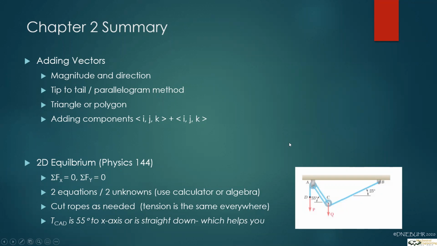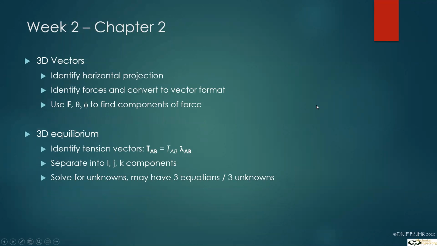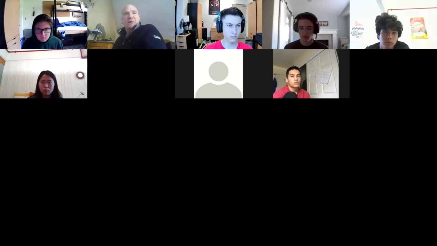All right, that's it. Okay, so the remainder of chapter 2 deals with 3D vectors. Identify horizontal projection, identify forces, and convert to vector format. And you can use the force plus these two angles to find the components. So with just those three bullet points, that's all you need to know. But what does that mean? Let's stop this and go back to the document camera.